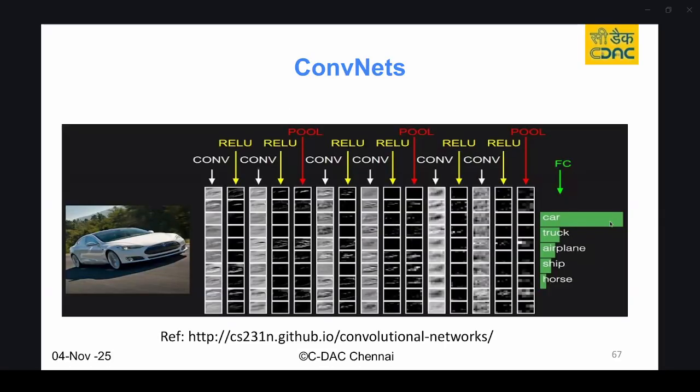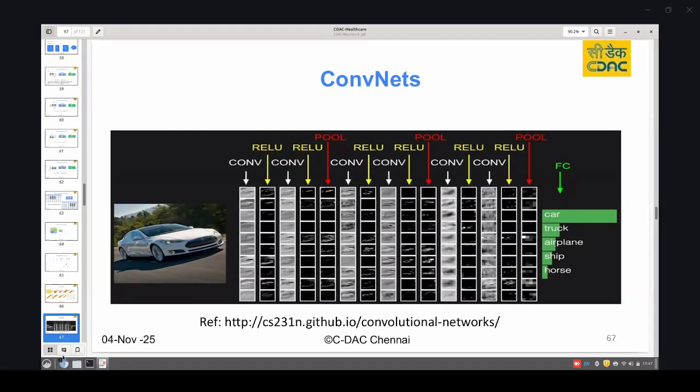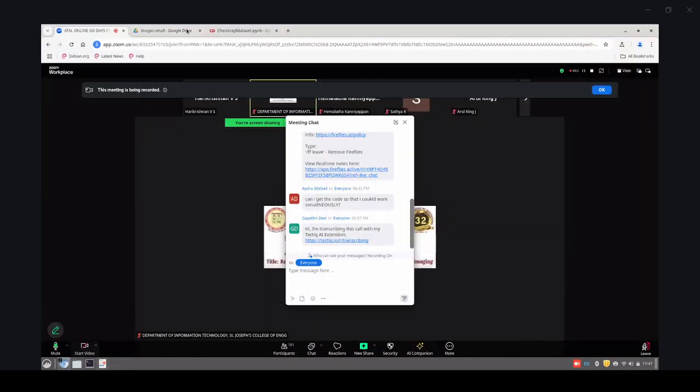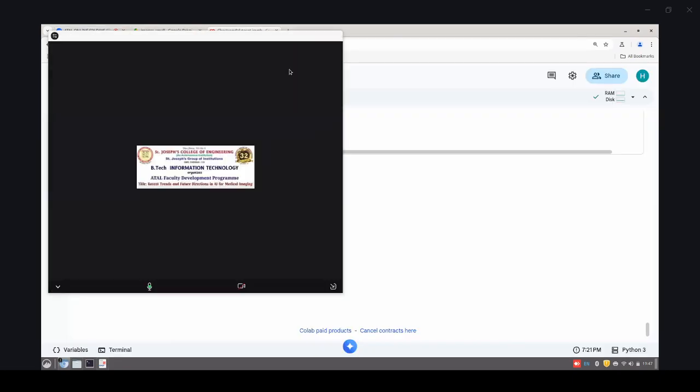So now I am going back to the demo of one such neural network that can be used for X-ray classification. I'll go to the Colab.